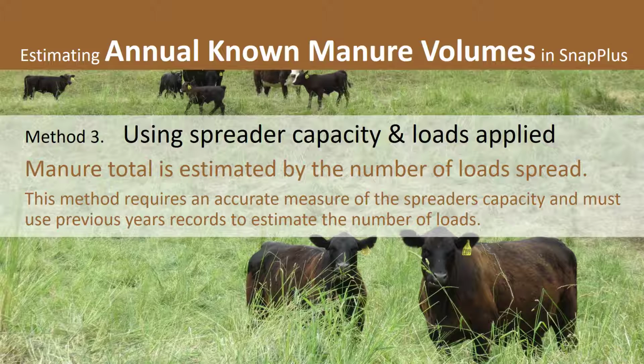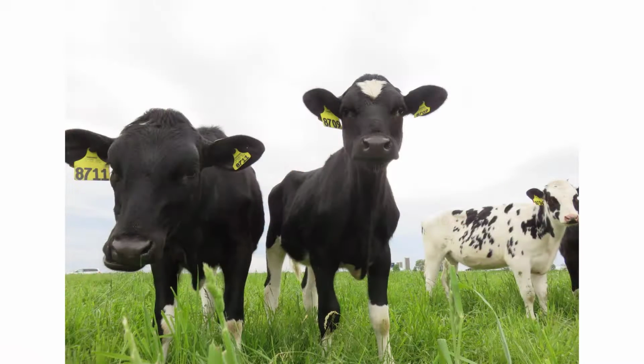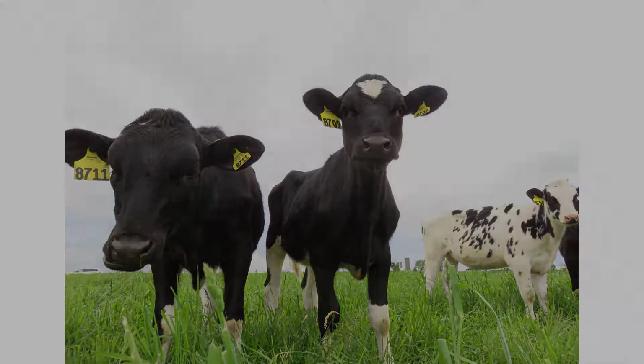The third method calculates manure totals by entering spreader volumes and numbers of loads per year. Because this method uses loads per year, it must use previous year's records to estimate. Actual loads can be entered, but only after the spreading has occurred. Also note that the spreader or spreaders need to be calibrated to ensure that the volume per load is accurate. Contact the local county land conservation office or extension agent for assistance calibrating the manure spreader if needed. So now that we know the 3 methods available in SnapPlus, let's do a quick example of each one.